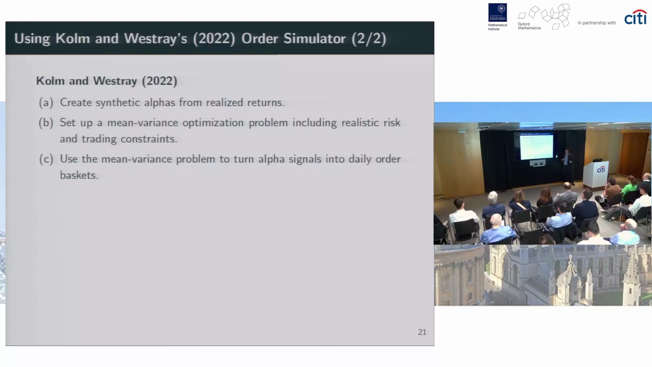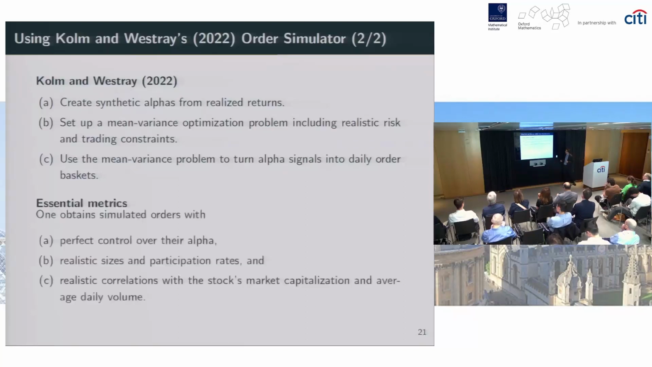Now, we don't just care about the alpha signal, we also care about the trade. And so there we set up a mean variance optimization problem, because that's how a large number of clients will probably set up their problem: an alpha signal, a mean variance optimization problem, some risk and some trading constraints, and that gives us a way to turn alpha signals into trades. We simulate those, and again, we have perfect control over the alpha content of the trade, and we have realistic sizes, participation rates, and distribution across market capitalization and ADV, just by construction, by taking alphas that we perfectly control and putting them into a mean variance optimization problem.